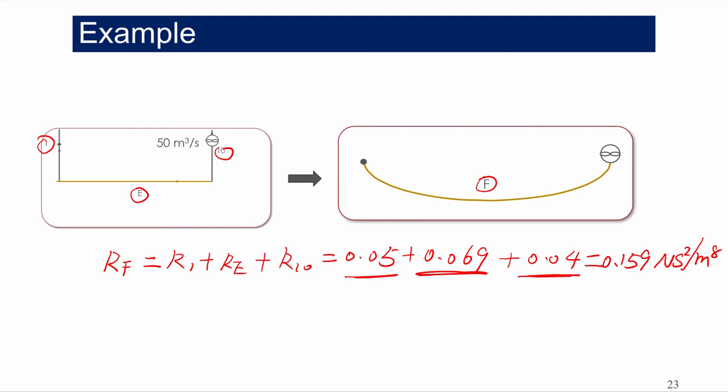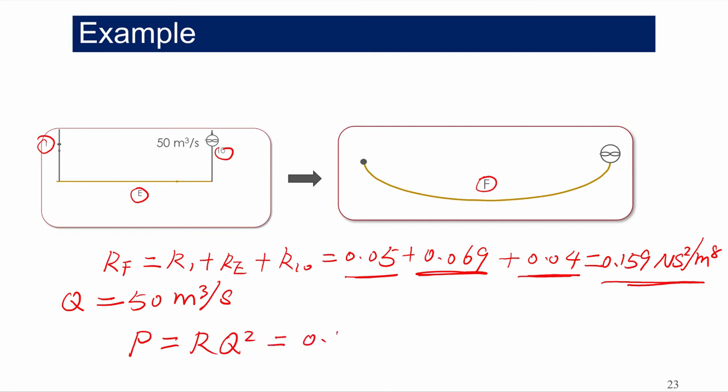Okay, now we have reduced the entire mine ventilation network to a single airway with equivalent resistance of 0.159, and the total quantity is 50. Therefore, the total pressure drop in this mine is P equals RQ squared equals 0.159 times 50 squared equals 397.5 Pascal. So this is a forward step.